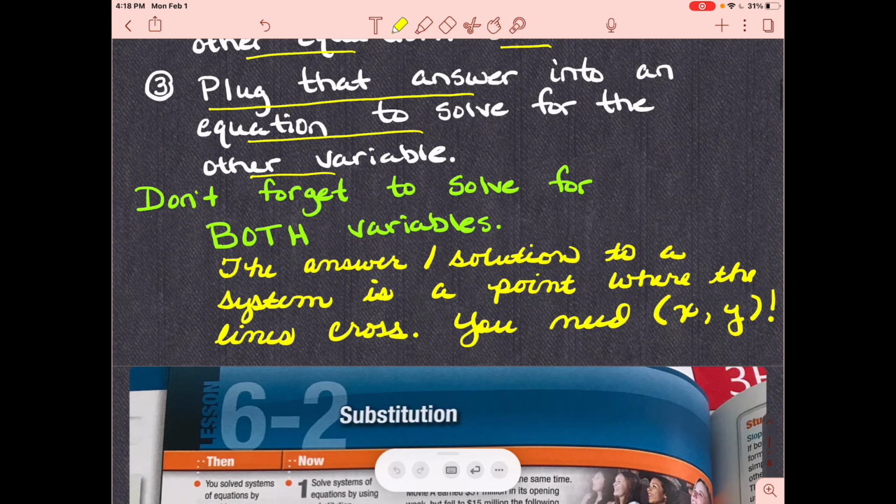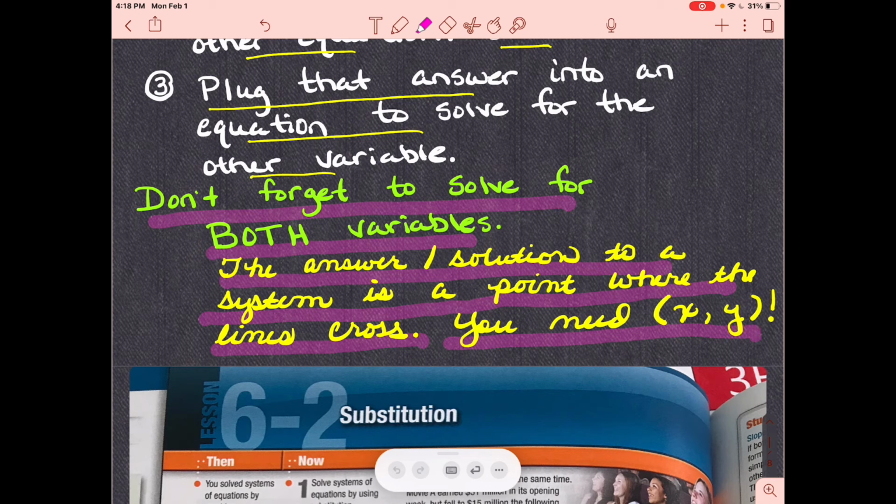Don't forget to solve for both variables. Some people forget and they only get x, only get y, but the answer or solution to a system is a point where the lines cross. So we need x and y because we need the coordinates for that point.